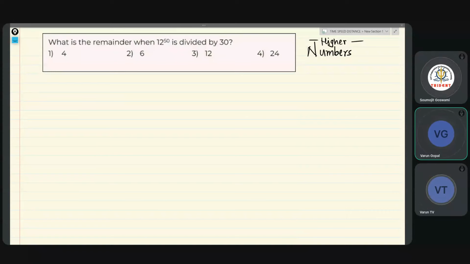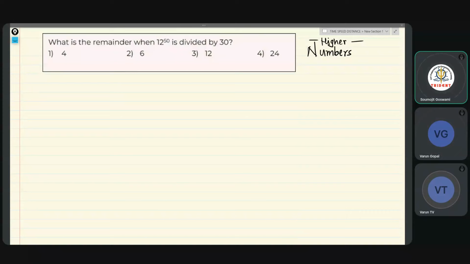I'm just going through the notes. There are many things popping up in my head. For example, Euler is popping up. But then, what is the totient number for 30? 30 being a composite number, it's not a prime number. If it had been 29, then the totient number of that would have been 28, so then we could have done something. But over here, it's not even that. So what do we do?